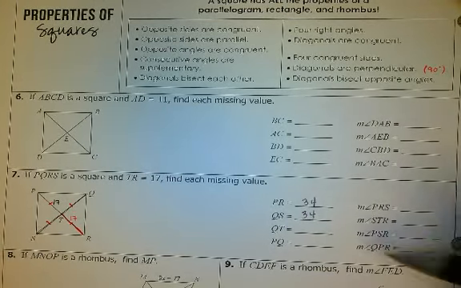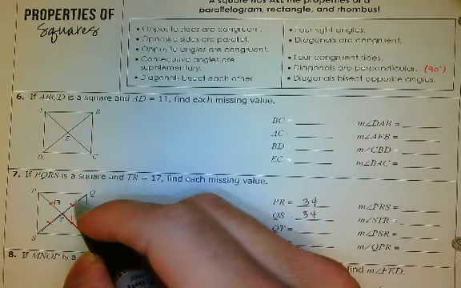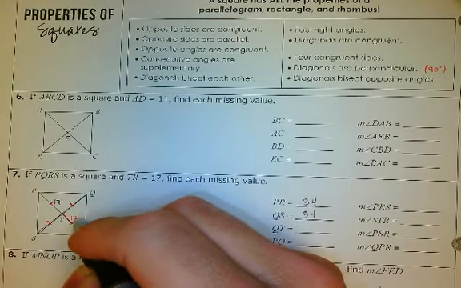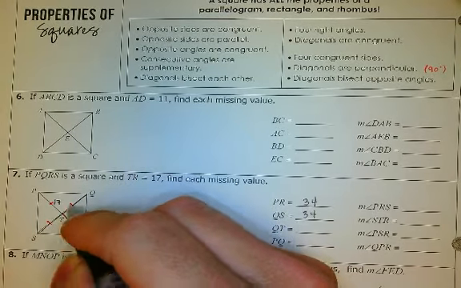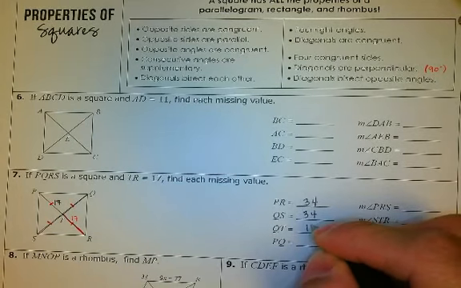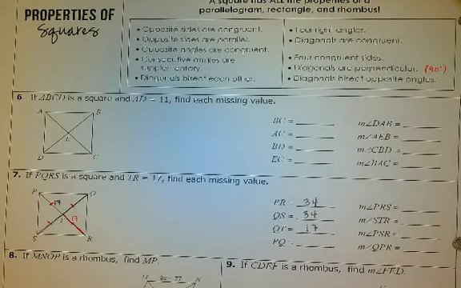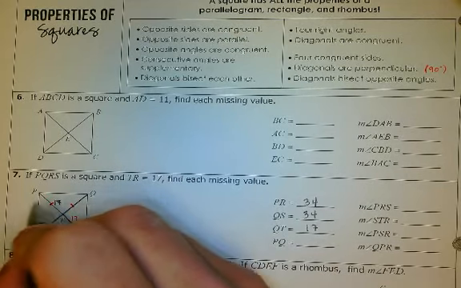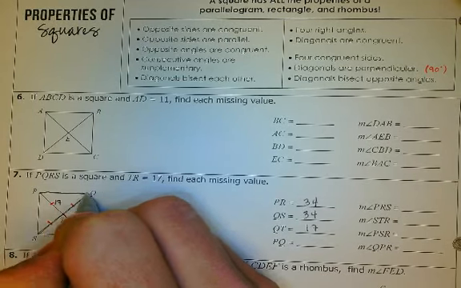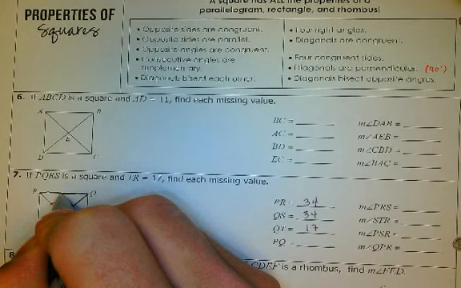Next up we have QT. QT is here on the inside. We said that all the red hash marks are the same length. So QT is going to be 17. The last one that they want us to find is PQ. So PQ is up here.